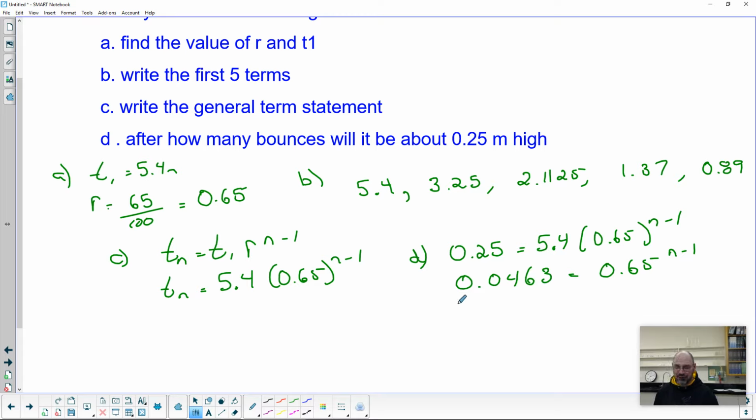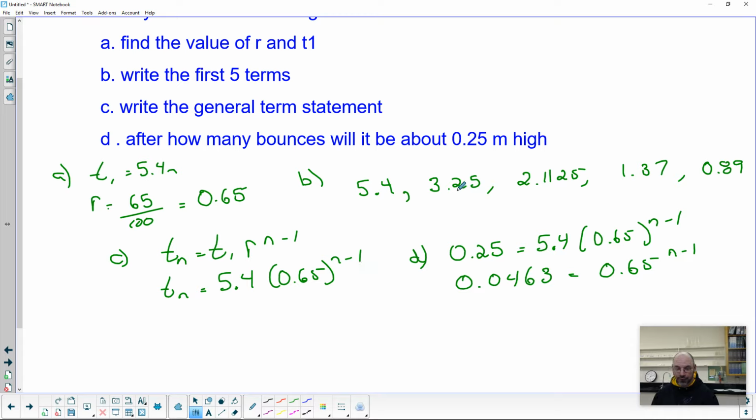Well, how many bounces will it be? Well, we want to find out that exponent, so we have to go 0.65 to what power? Okay, we've already did 5 terms, so we could just keep writing it out till we get there, which might actually be simpler, but we can guess it out. So I'm just going to keep doing that. So if I had 5.4 times 0.65.